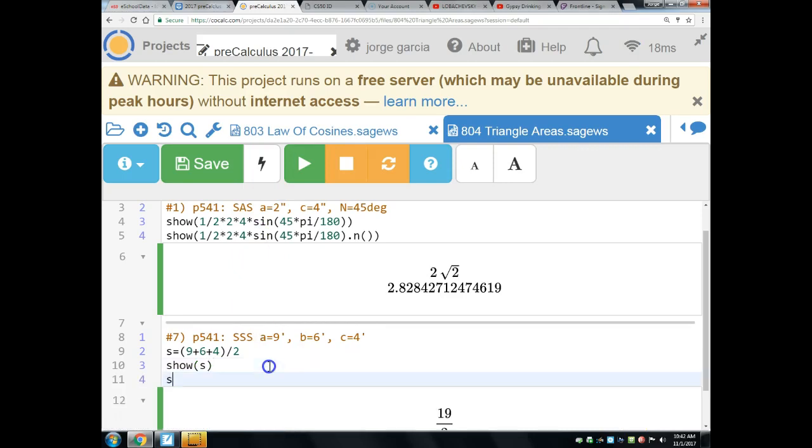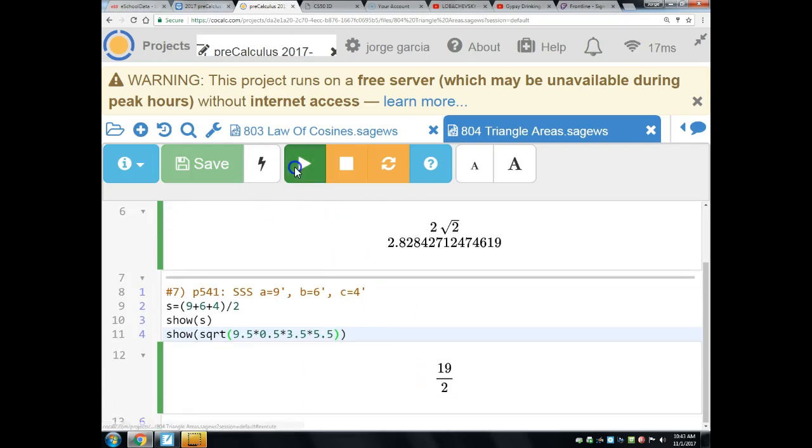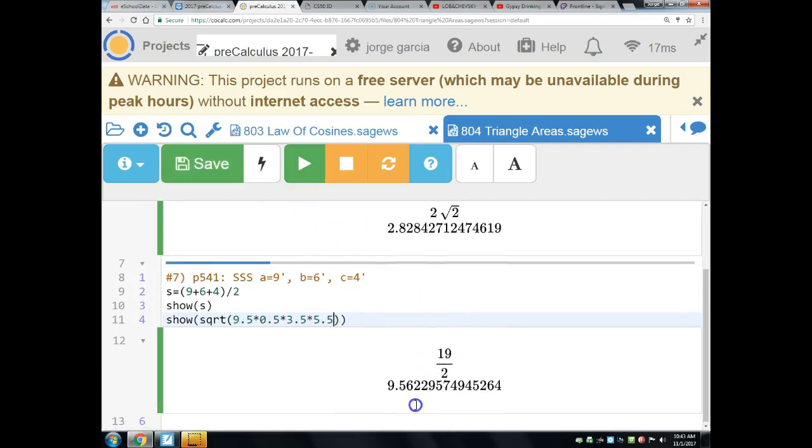Okay, so show the square root of, now what was it, 9.5 times 0.5 times 3.5 times, no, 5.5. And these are all decimal values, so it's not going to give me an exact answer here. Let's see what it gets. And no, give me the decimal. All right, because I put everything in decimals. Okay, so there's a way to get the decimal answer.